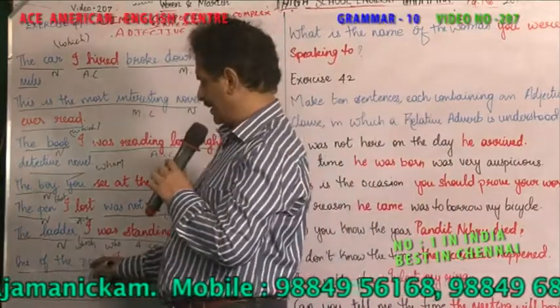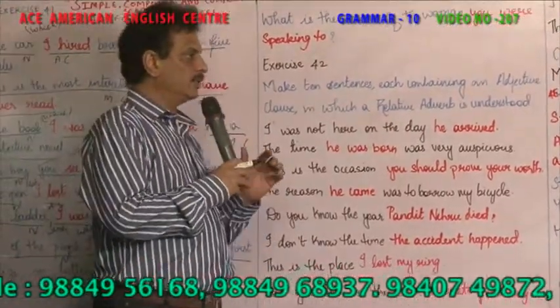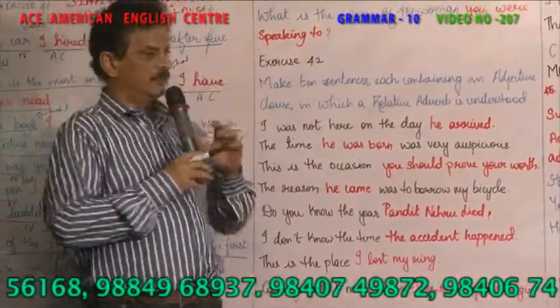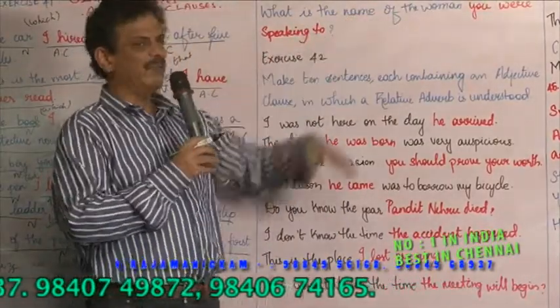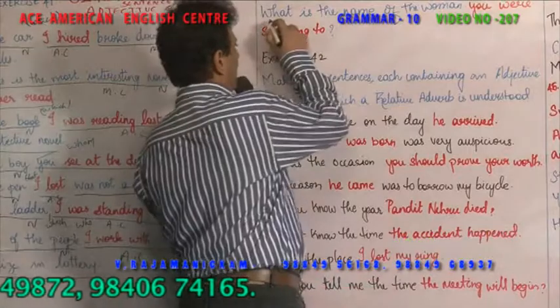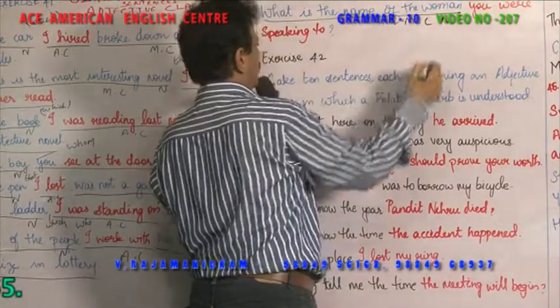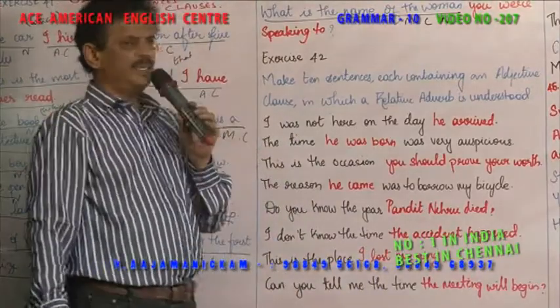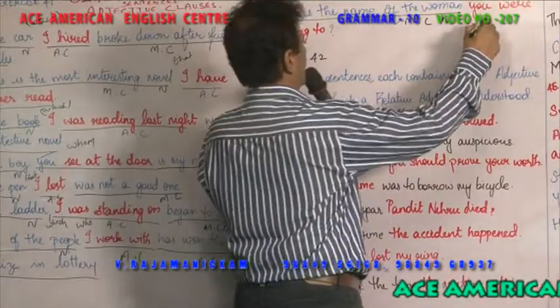One of the people is the noun, and you are qualifying it with one of the people who I work with. What is the name of the women? It gives a full meaning. The women is the noun, and you are qualifying the women with a sentence, whom you are speaking.